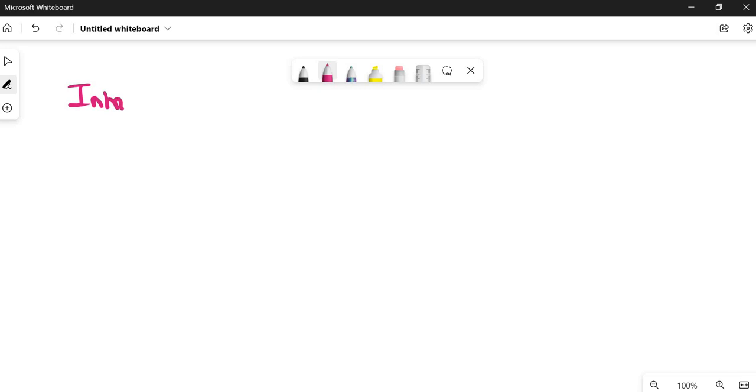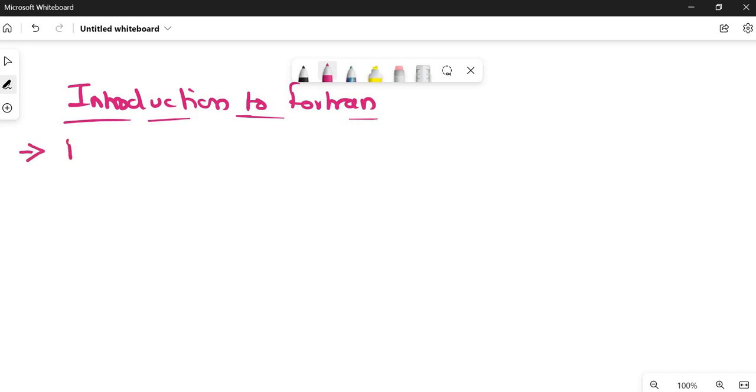First of all, introduction to Fortran. One question from the theory part can be asked from this portion. First point: what is the full form of Fortran? Fortran stands for formula translation.